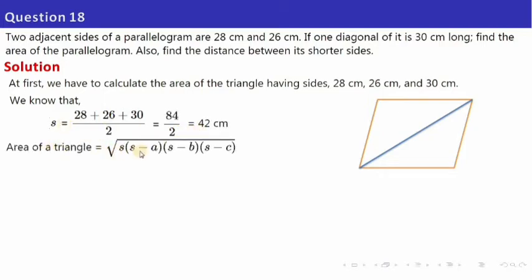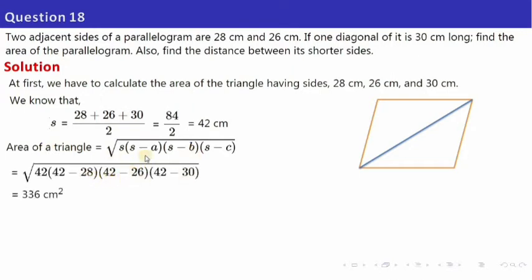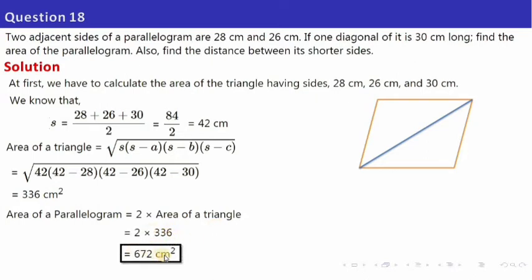So the area of the triangle using Heron's formula will turn out to be, so I'm not showing you all the calculations, but you have to show them in exams. So when you simplify this, you get 336 centimeters square. So the area of one triangle is 336 centimeters square. That's why the area of the parallelogram will be 2 into the area of the triangle, as I said earlier. So 2 into 336 will give you 672 centimeters square.